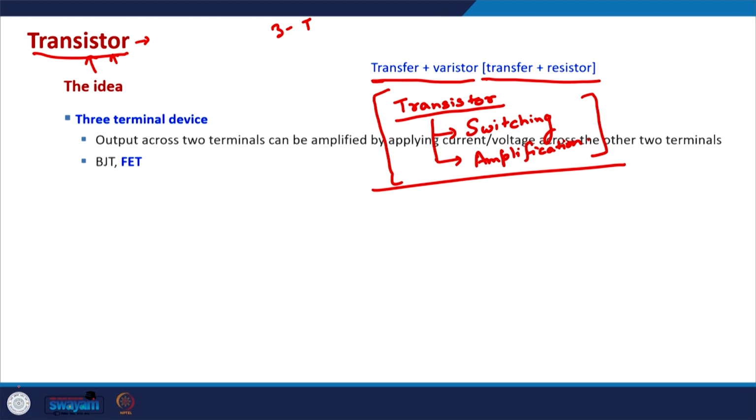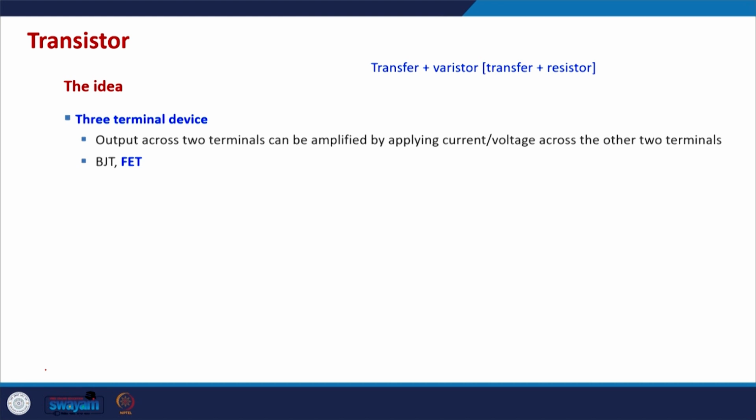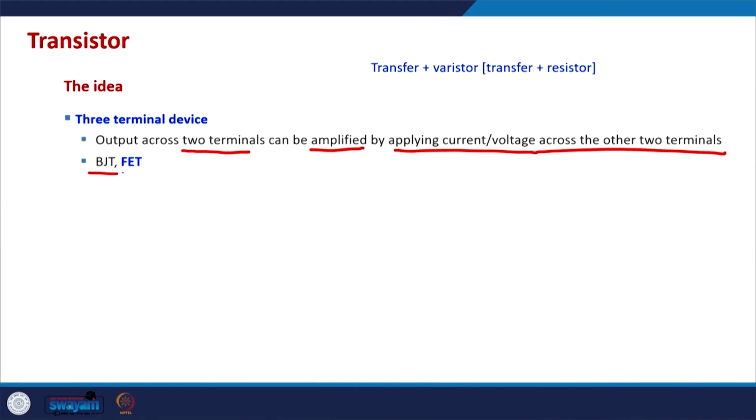The idea of the transistor is that it is a 3-terminal device and it can achieve two operations: switching and amplification. In other words, the output across two terminals can be amplified by applying current or voltage across the other two terminals. The output across two terminals can be switched on and off or amplified by the third terminal. There are two types of transistors, and I guess most of us know about this: one is the BJT, the bipolar junction transistor, and the second is the FET.